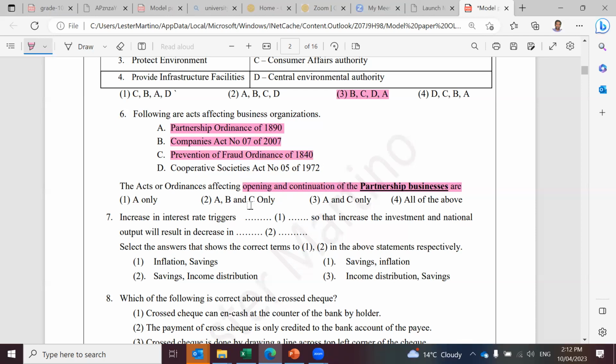So except for D, the answer is the second one. Most of the students tend to answer this as 3. No, that's wrong. Companies Act number 7 of 2007 prescribes the maximum number of partners in a partnership.